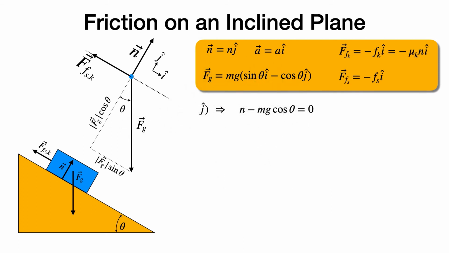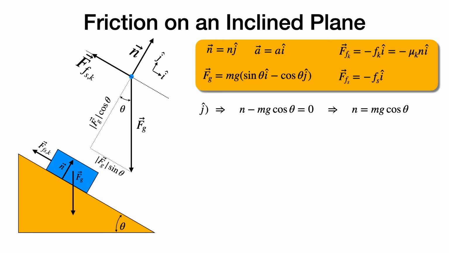All right, if we consider the components of the forces and the acceleration acting in the j hat direction, then what we find is the equation that N minus mg cosine theta is equal to 0. This tells us immediately what the normal force is in terms of the angle of the incline and the gravitational force and the mass.